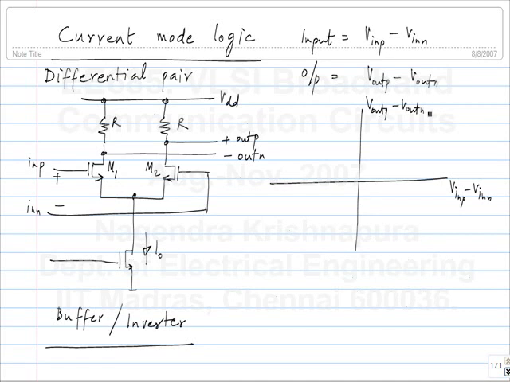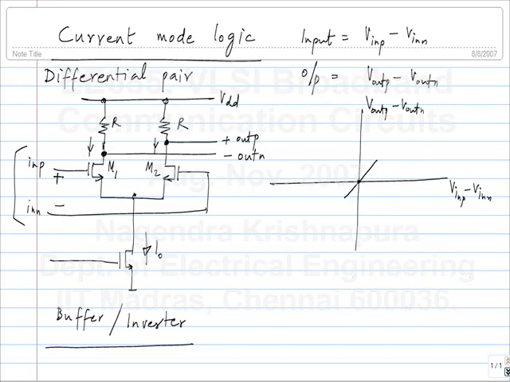Okay, what is it for input equal to 0? 0. So when the two inputs are at the same voltage, what happens is the two transistors conduct equal current I0 by 2, and the voltage drop across the resistors is the same, so the difference is 0. And what happens if I increase this positive difference? More current flows through M1 and less through M2. Okay. So this potential rises up and this falls down.